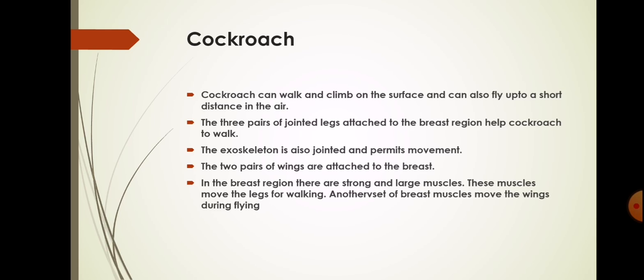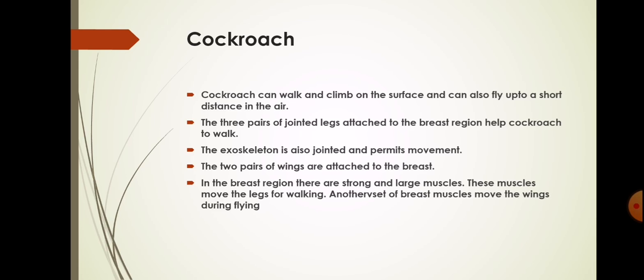In the breast part of the cockroach, three pairs of legs are joined, and these three pairs of legs help the cockroach to walk. In the same way, the cockroach has a slightly harder skeleton, the exoskeleton, present on its body, and this exoskeleton also allows the cockroach to move. Because of that harder part, the cockroach is able to move.